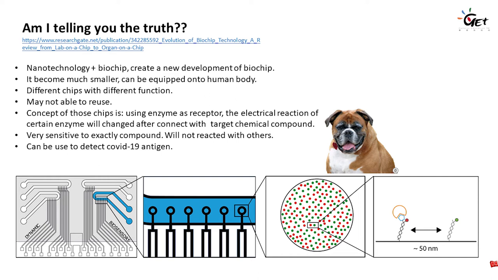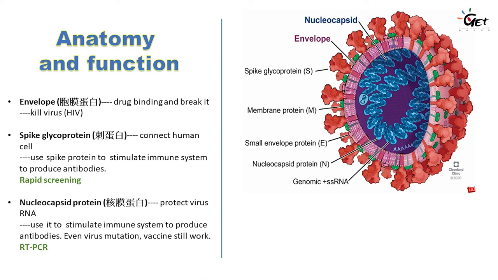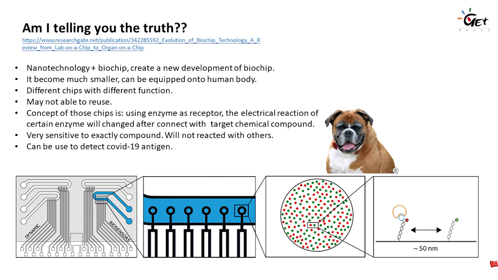So if we could detect a certain protein from coronavirus, just like the spike protein, if we can identify that, we could create a receptor on biochips that focuses on spike protein, and we could create a biochip to detect the spike protein. It's an easy way to detect coronavirus. Am I telling the truth?